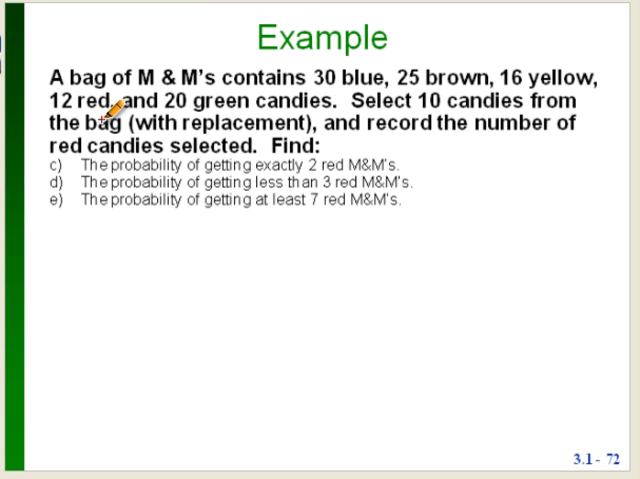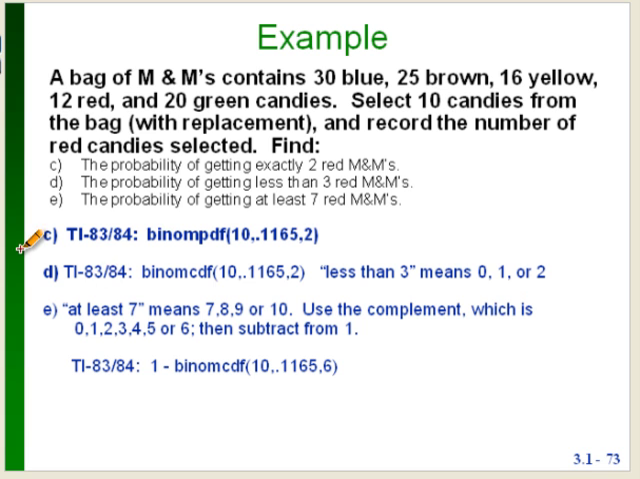Let's do a couple more problems with this setup. Since we know this is a binomial experiment, we can use our binomial functions to find some probabilities. So the probability of getting exactly 2 red M&Ms, or getting less than 3 red M&Ms, or getting at least 7 red M&Ms. And these I showed how to use your TI-83 function to do this. You can also do this with StatCrunch, Excel, or a table.